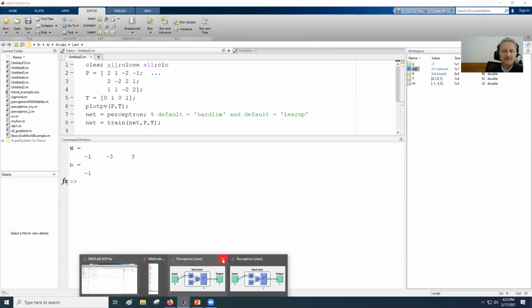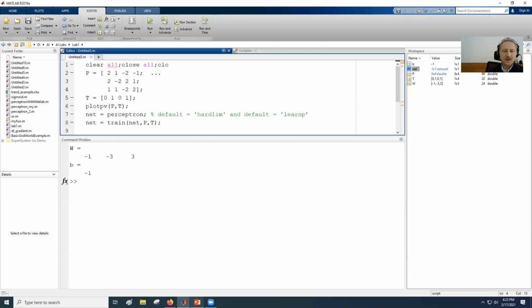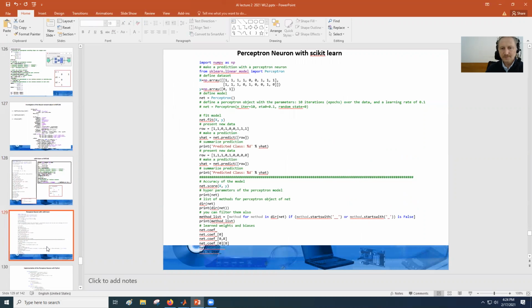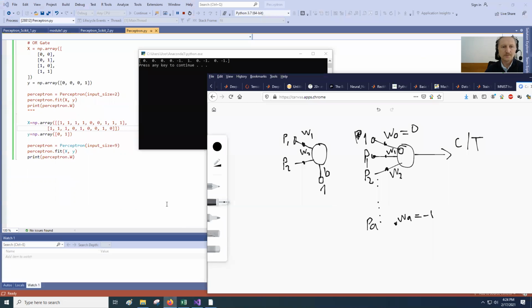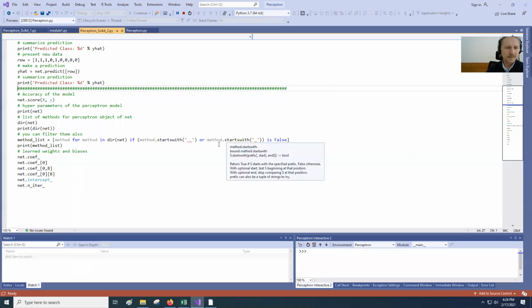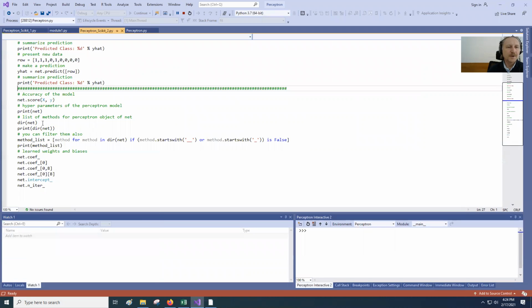So if you want to investigate which methods are available for your network, you can use these things. Methods view will display a list of the available methods related to this network object, or you can use the methods net command. You can do the same thing also in Python. How can you do it? For example, here, if you want to see the available methods related to my network object, you can use the dir command and Control Enter.